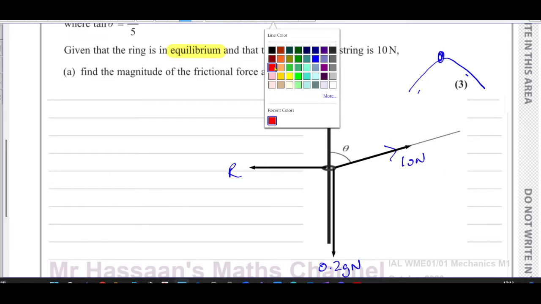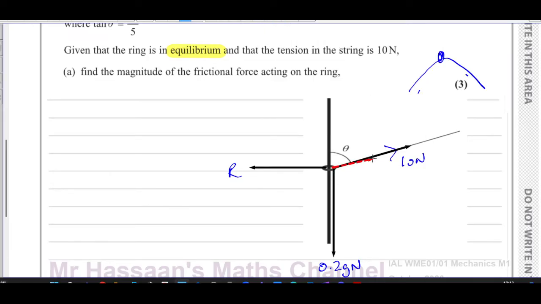So this is the 10 newton force. I want to resolve it vertically, so I have to go into the angle theta given. Resolving vertically, going into the angle, we use cosine. It's like we're looking for the adjacent side. So this is going to be 10 times cosine theta.